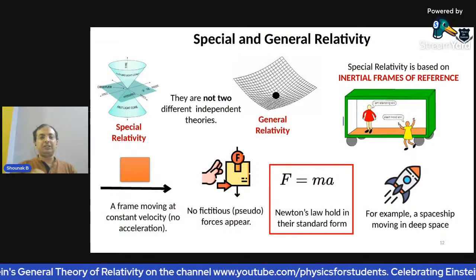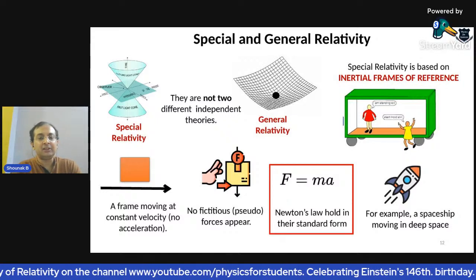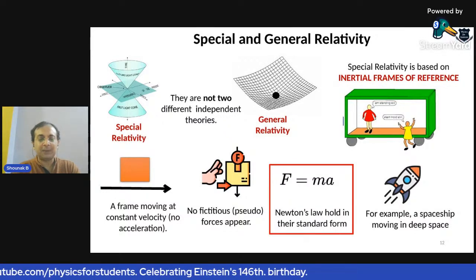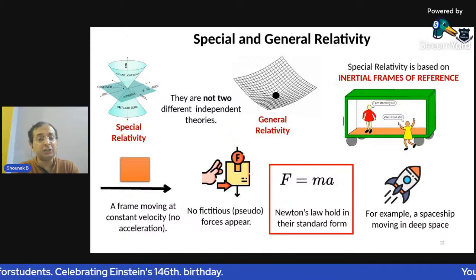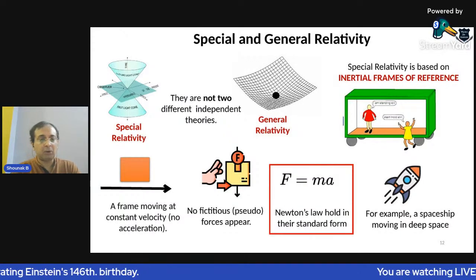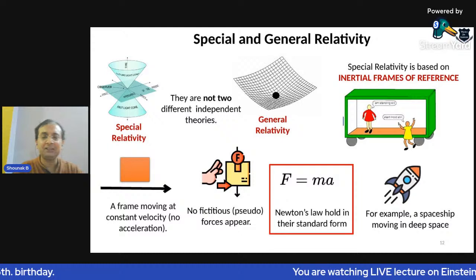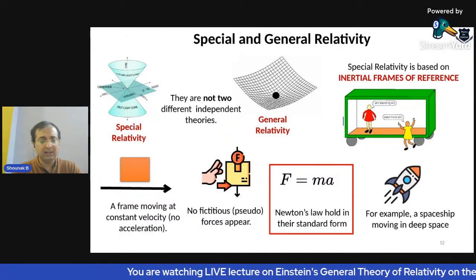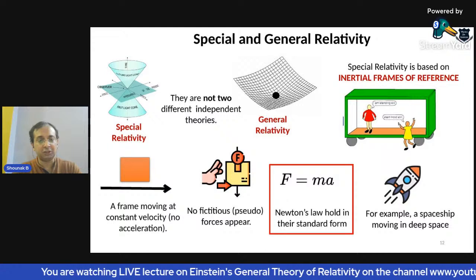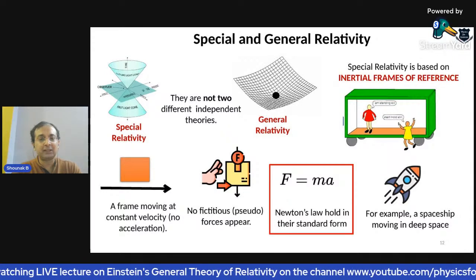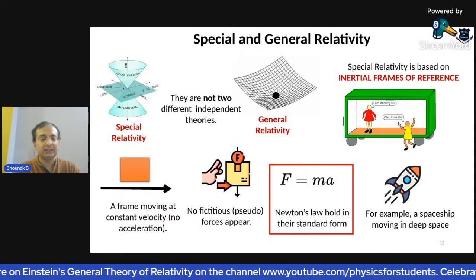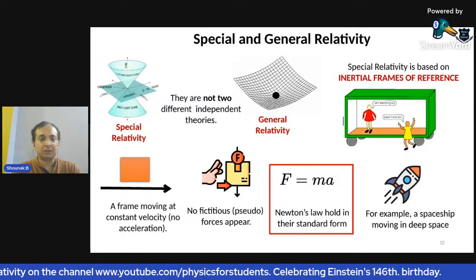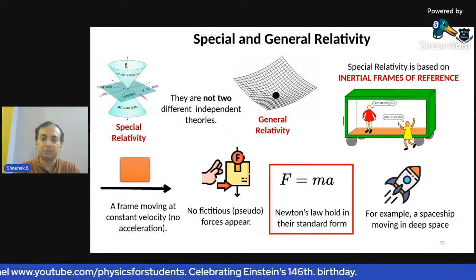Now, here you see that special relativity and general relativity, as I have written, are not two independent theories. Special relativity is based on the inertial frame of reference. And what do we mean by inertial frame of reference? That means things where there is no acceleration. So a frame is moving at a constant velocity. There is no fictitious or pseudo force. Newton's laws of motion, F equals ma, etc., hold perfectly well.